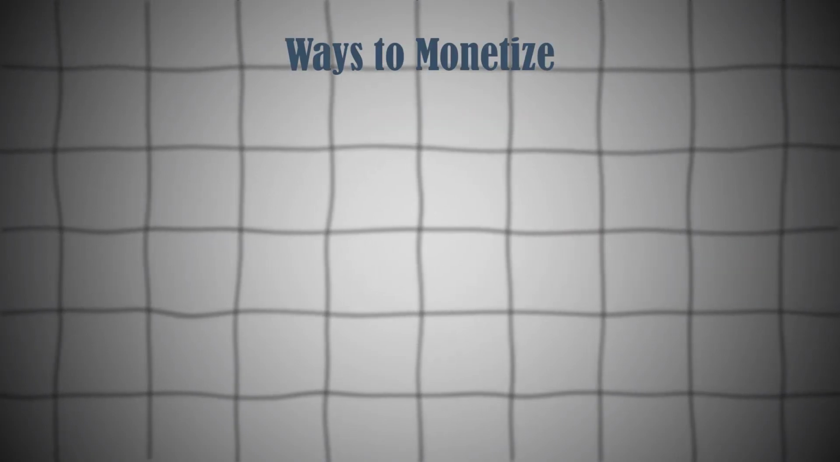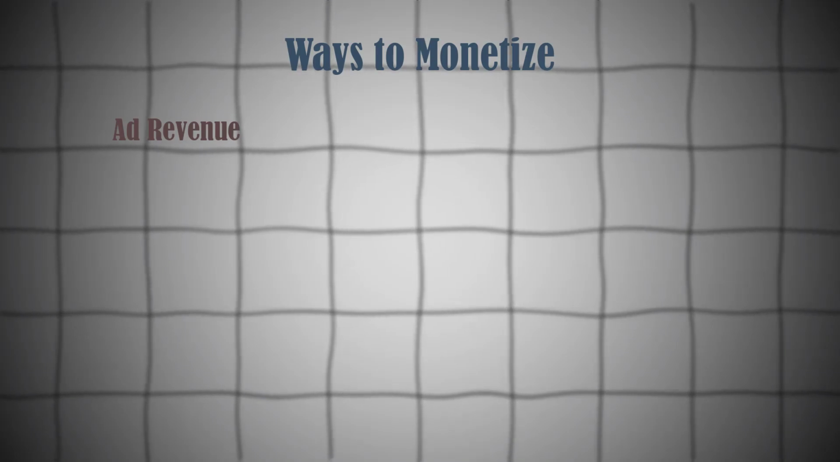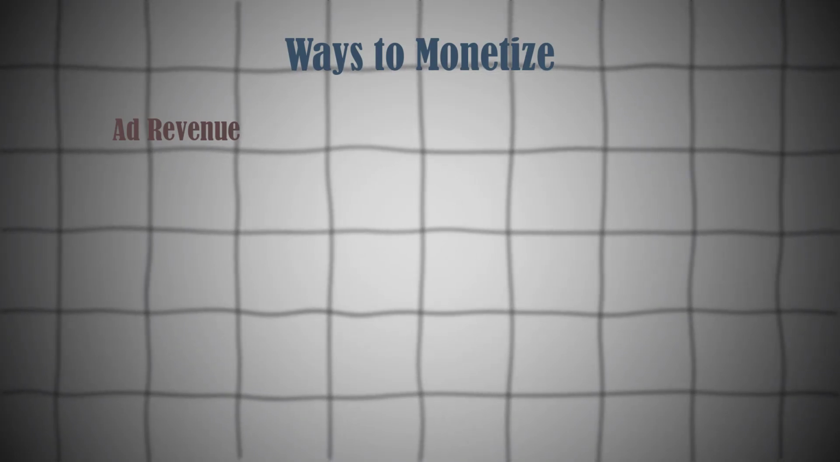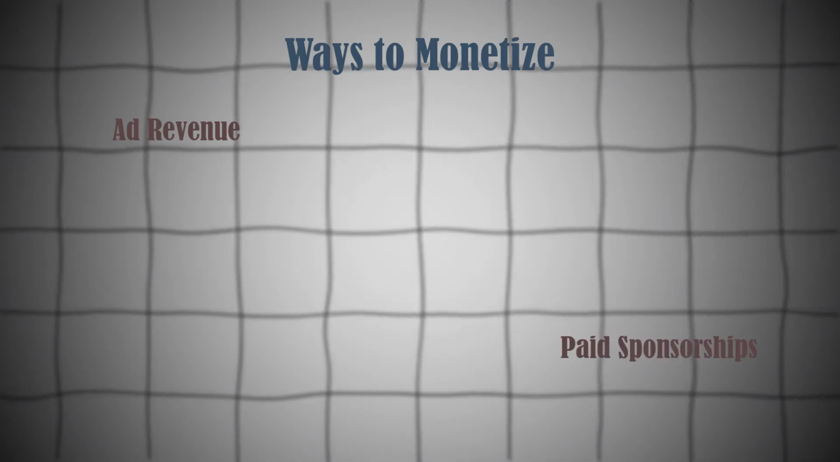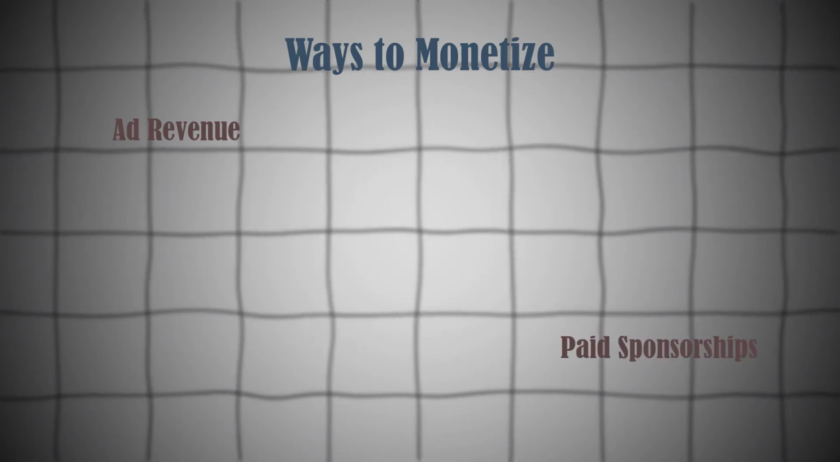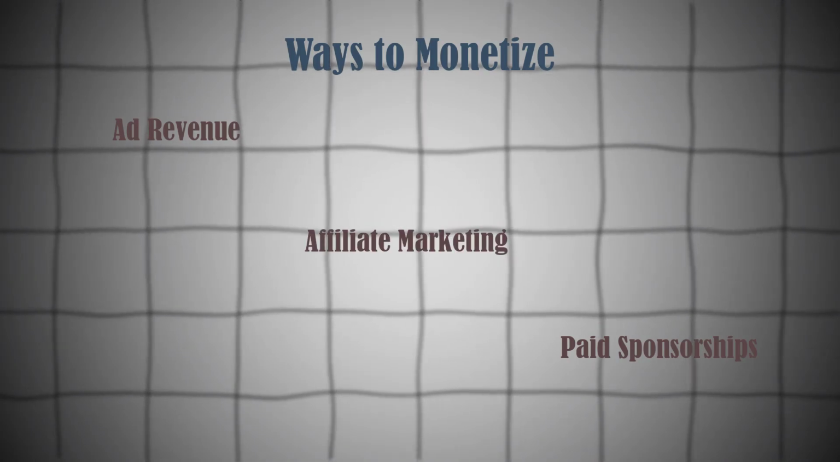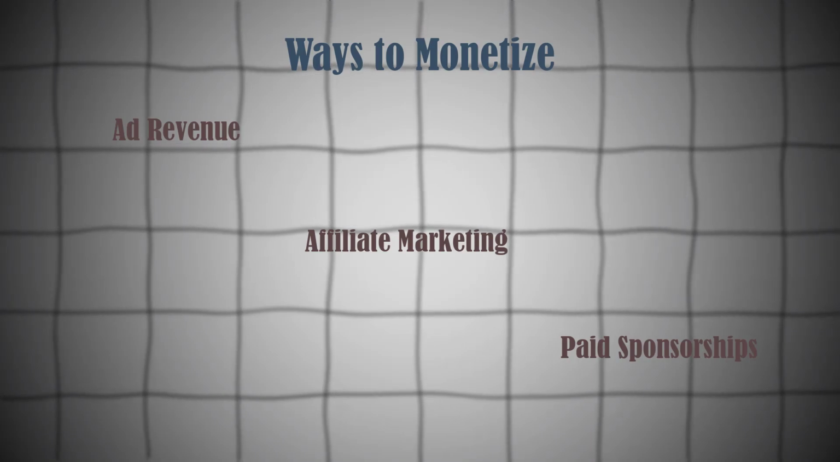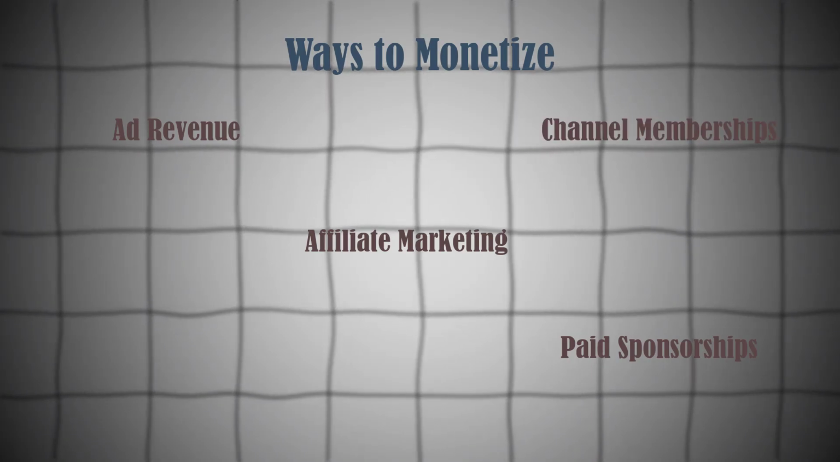Ways to monetize. 1. Ad revenue, direct payment from YouTube, sharing advertiser earnings, 55% to creator. 2. Paid sponsorships, brands pay to feature on your channel. 3. Affiliate marketing, earn through affiliate links in your video descriptions. 4. Channel memberships, offer perks to paying members.